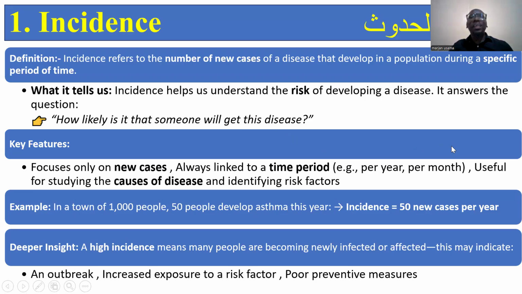Now, the most important thing about معدل الحدوث, it focuses on new cases. Faqat. This is the key word. It focuses only on new cases. And it is always linked to a time period, for example in a year or monthly. And it is always useful for studying the causes of disease and identifying the risk factors. For example, in a town of 1,000 people, 50 people develop asthma this year. So the incidence is 50 new cases per year.